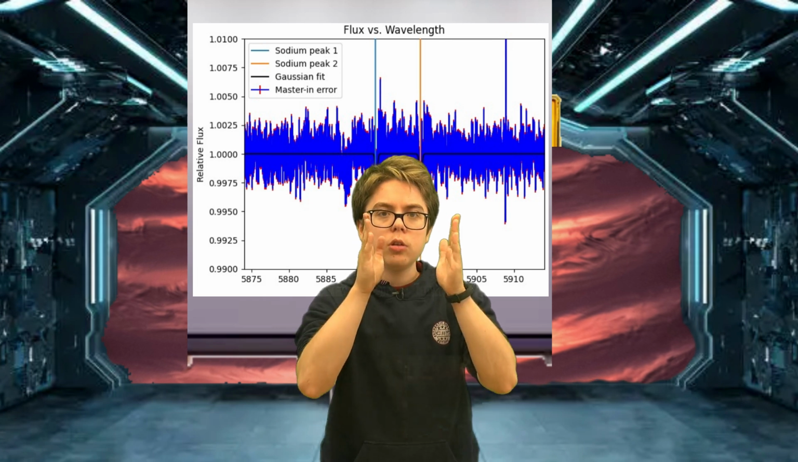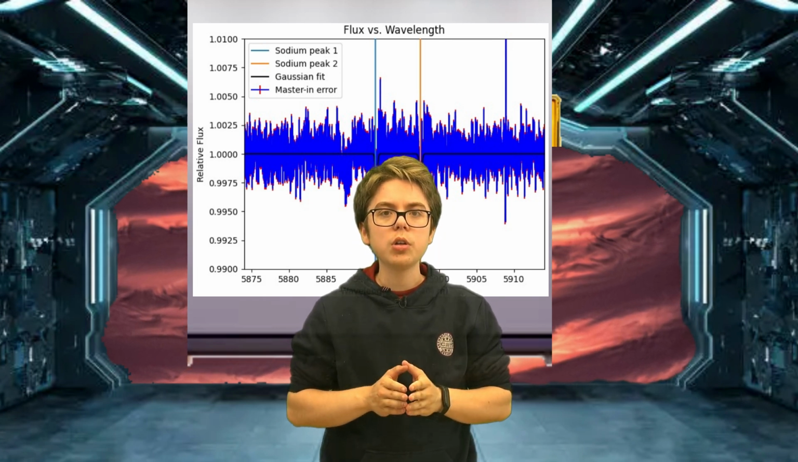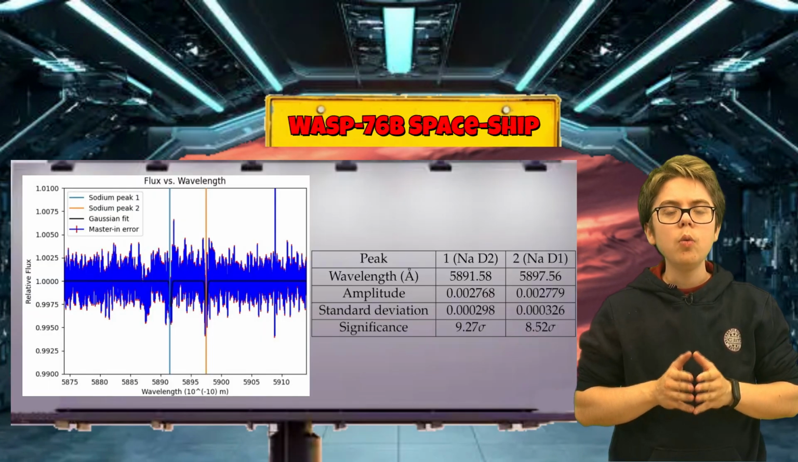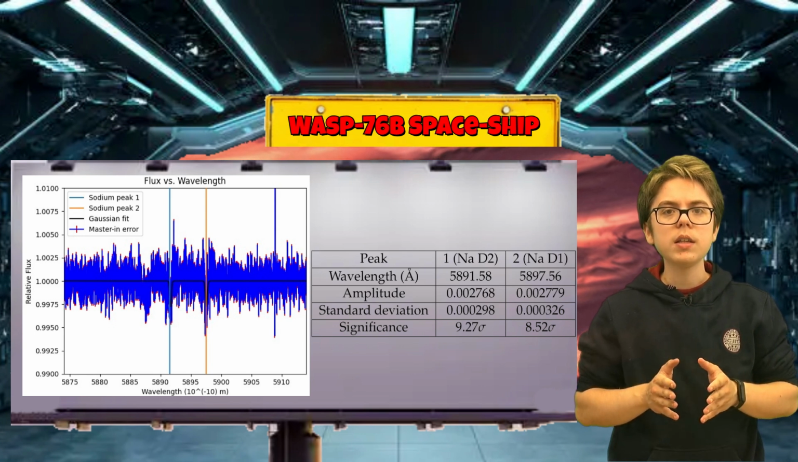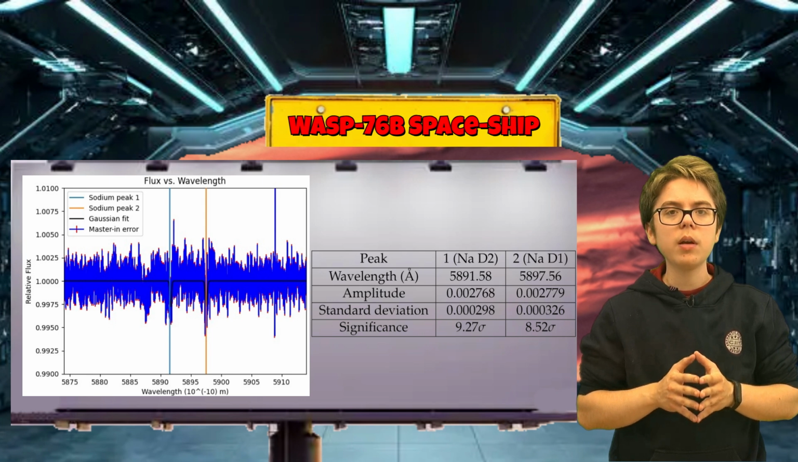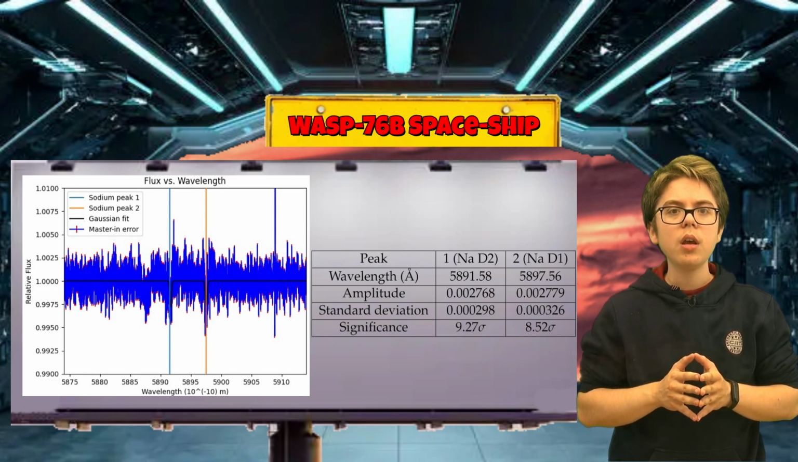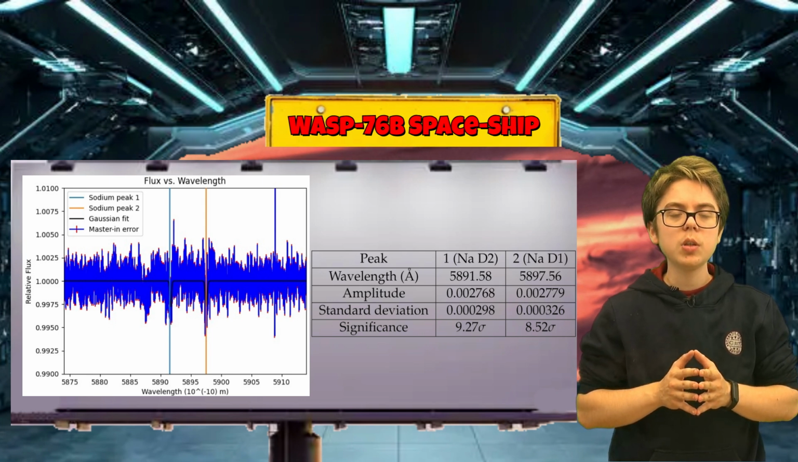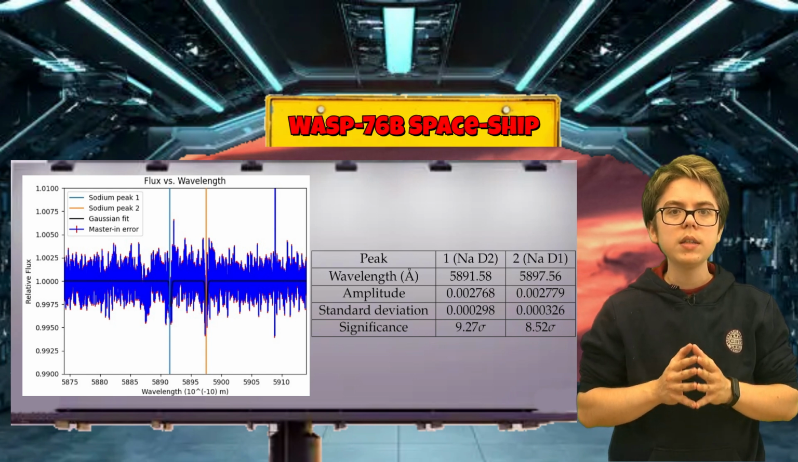The two peaks of the sodium can be fitted with a Gaussian curve. With this fit, the significance can be calculated, which is the amplitude of the curve divided by the relative standard deviation, and with that it is possible to see the quality of the spectra, which is quite good because the significance is above 5 sigma.